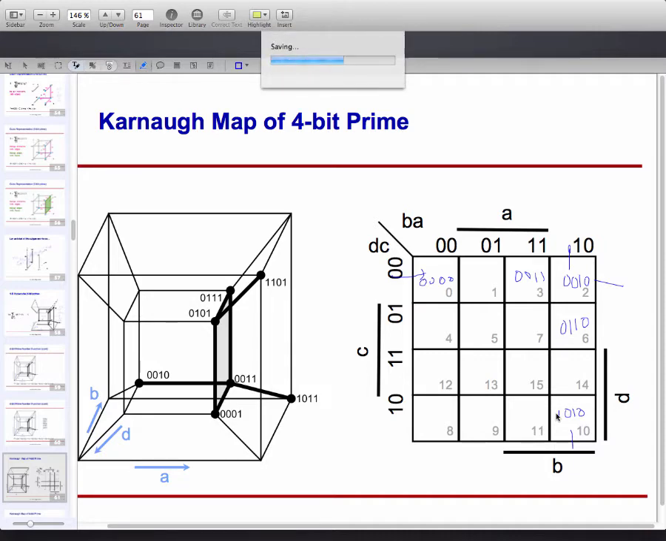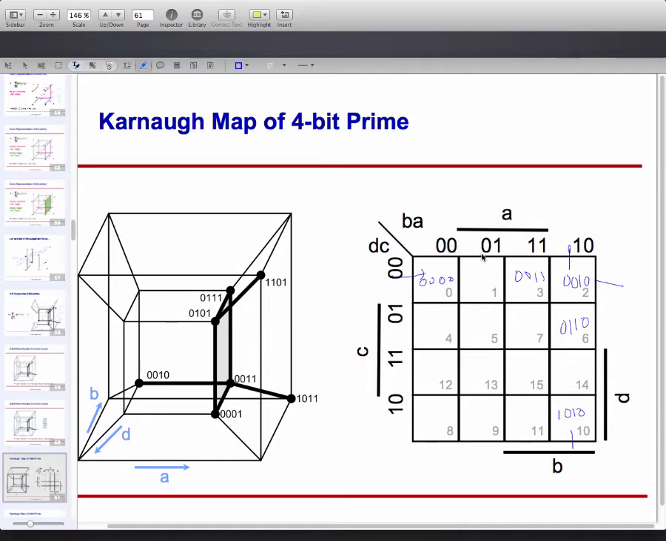So I can wrap around from the top edge to the bottom edge, or I can wrap around from right edge to the left edge. So when we were trying to merge edges and faces, we can do the same thing here by looking at the neighborhood relationship. And you have to draw this table in this particular order.